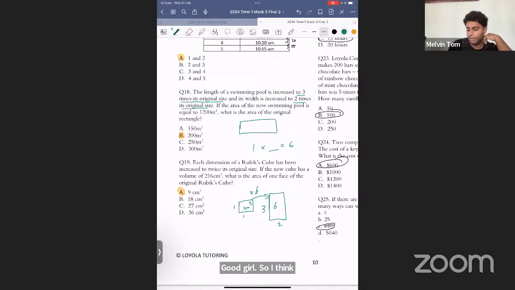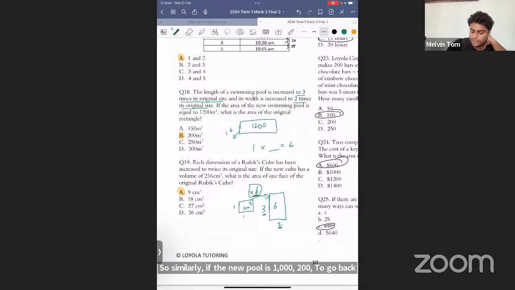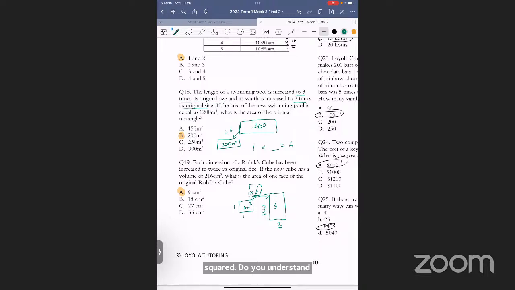So by increasing the length 3 times and the width 2 times, you're increasing the total area by 6. So similarly, if the new pool is 1,200, to go back to the original pool, we just divide by 6, and the old pool was 200 meters squared. Do you understand? Yes.